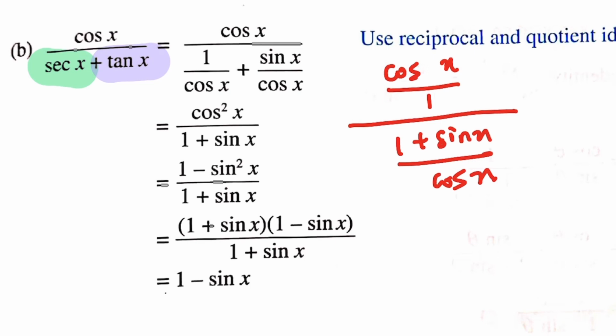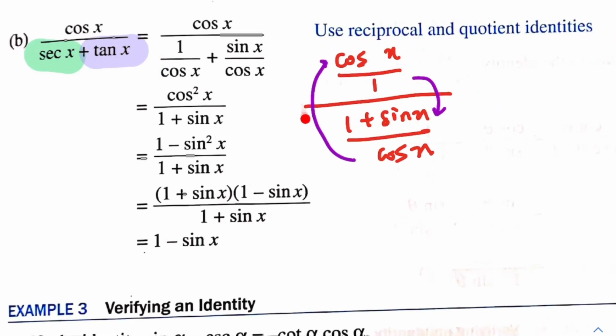So now let us simplify. We can just multiply this up and this is multiplied down. So cos x times cos x, this is cos squared x. And then 1 multiplied down here, this is just 1 plus sine x. So this is a shortcut method of simplifying.